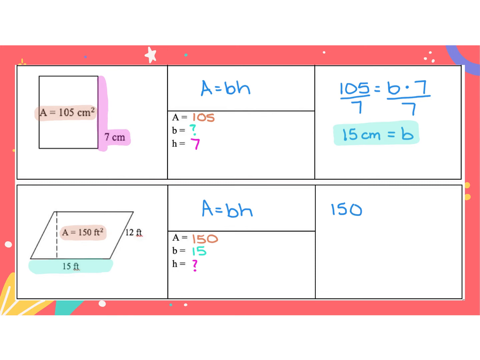We'll plug in 150 for the area, and that equals our base of 15 times h for height, and we will need to divide by 15 on both sides of our equation to solve for our height. When we do, we find that our height equals 10 feet.